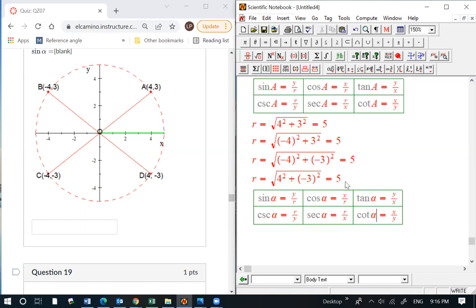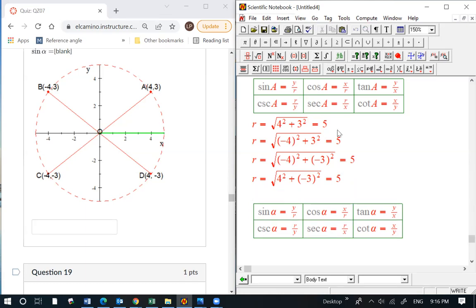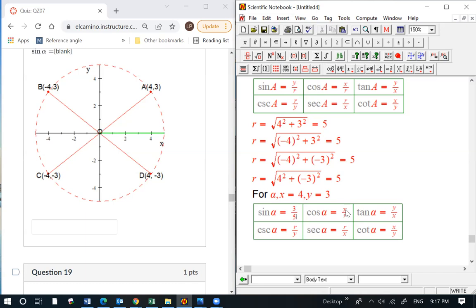In this case, for alpha, the point chosen on the terminal side is 4, 3. Therefore, x is 4, y is 3, and of course we know r is 5. So you just plug in numbers. Sine alpha is going to be 3 over 5. Cosine alpha is 4 over 5.